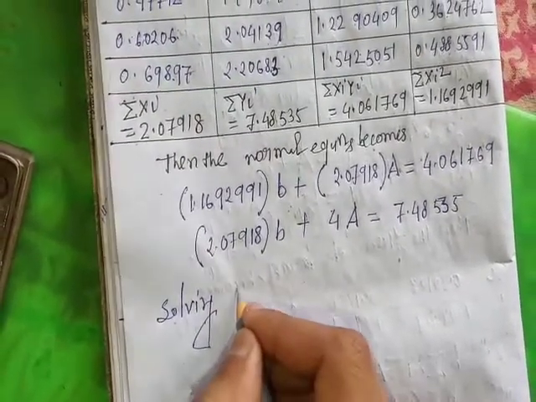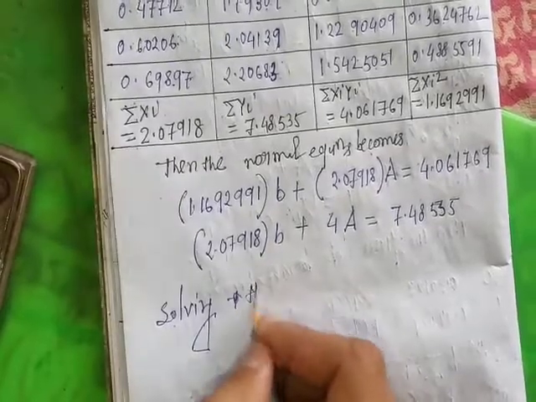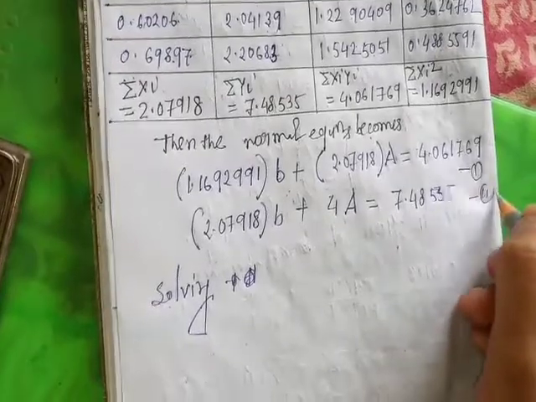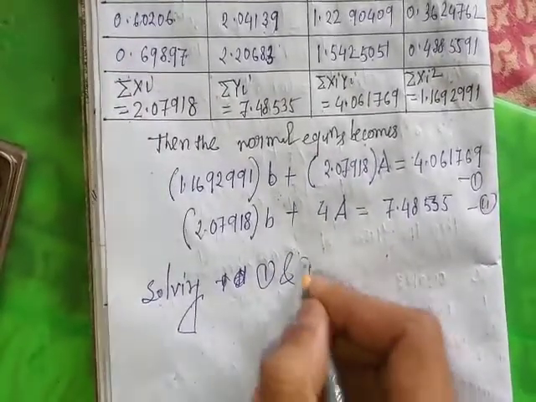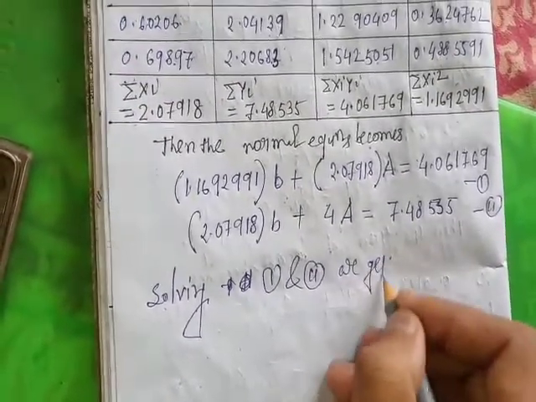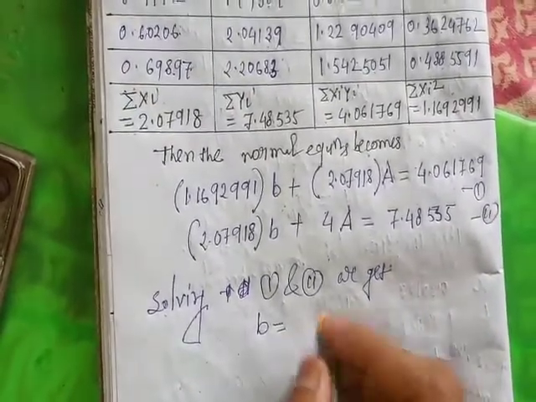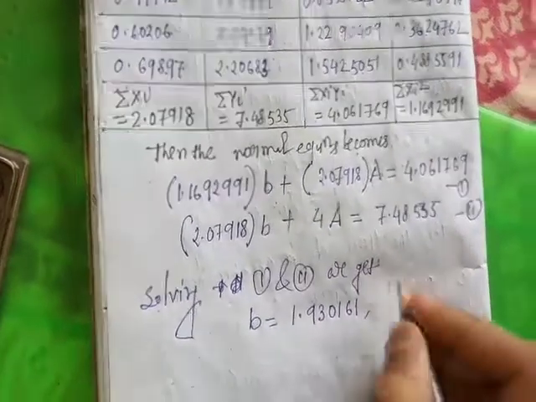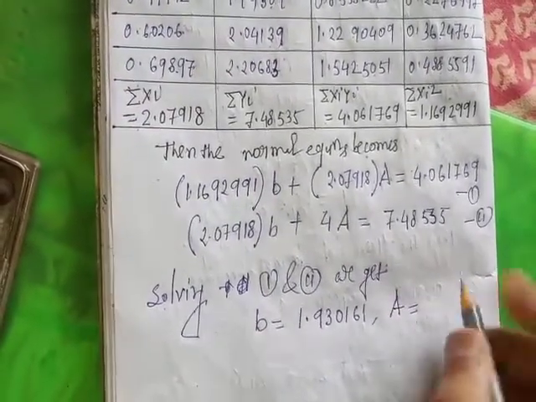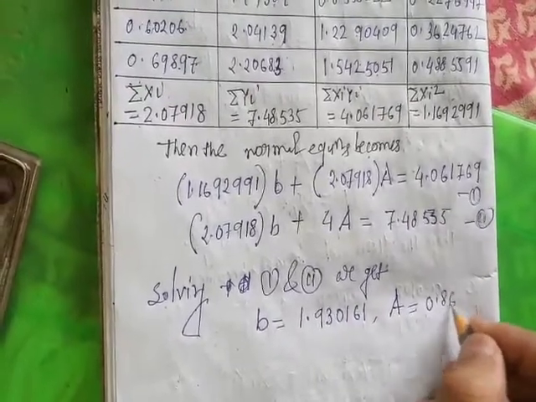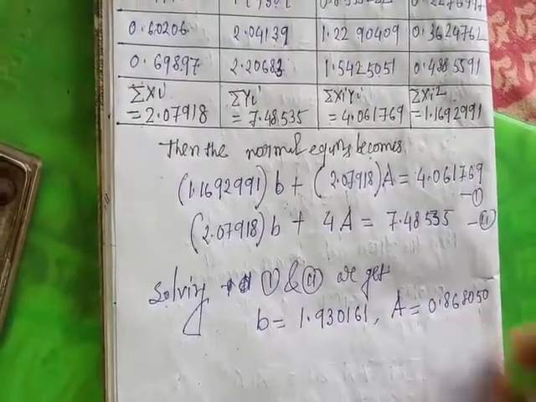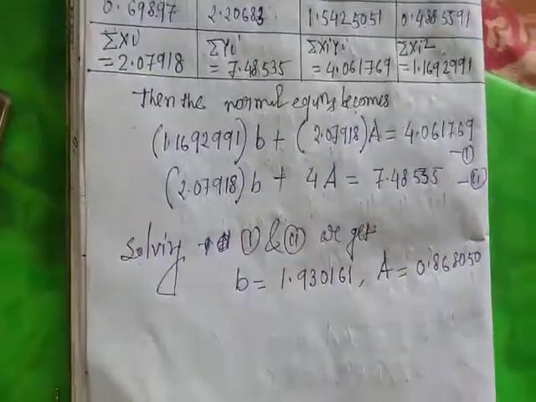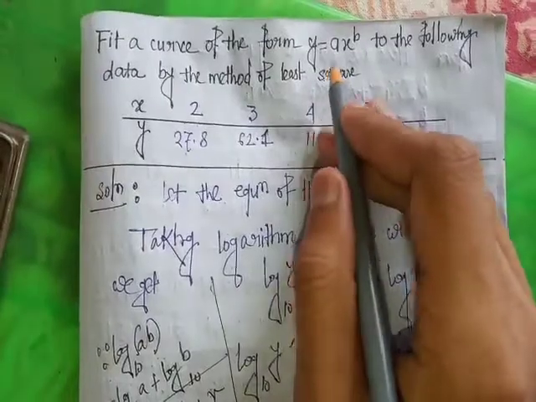Solving equations 1 and 2, we get small b equal to 1.930161 and capital A equal to 0.868050. Okay, here the question is y equal to a into x to the power b.